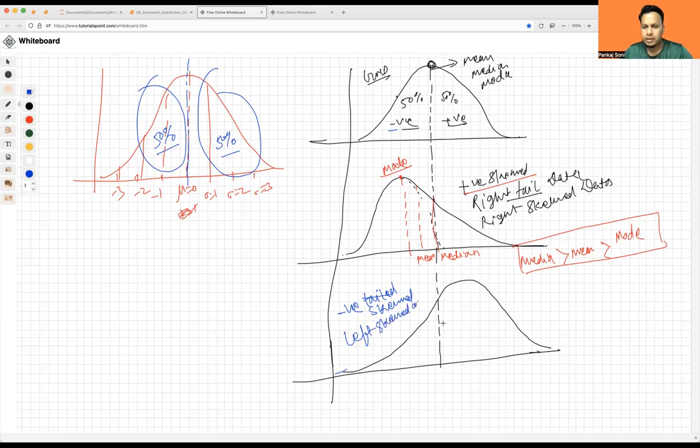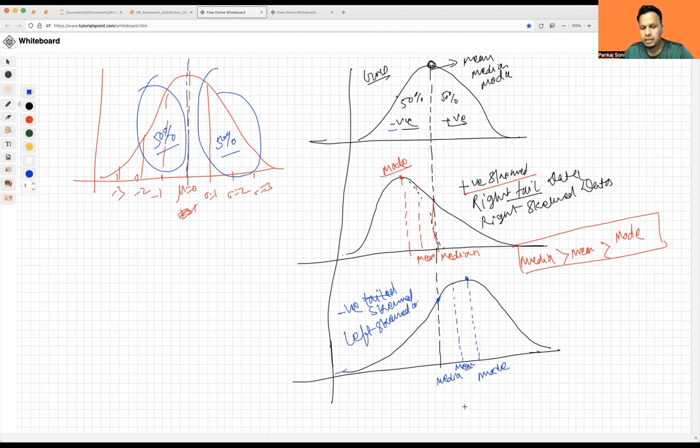Okay, this is what you can say. This is the right one and this is the left one. In this case, what is happening? Your median is coming here, right? So this is your median, and your peak value is nothing but your mode, right? Just draw a mode line here, and in between your mean will come.